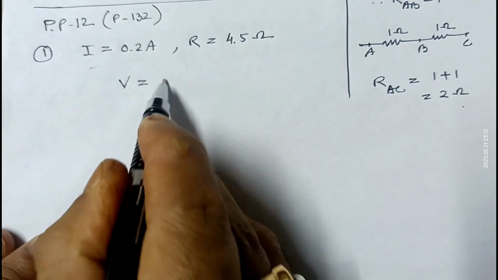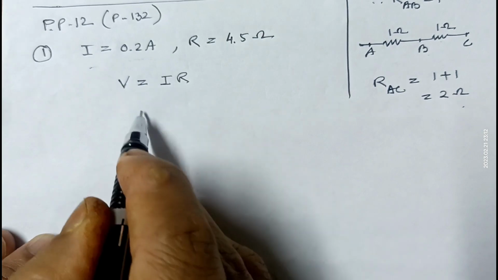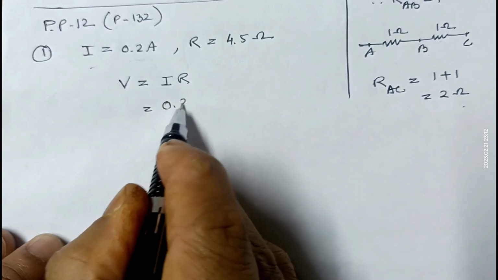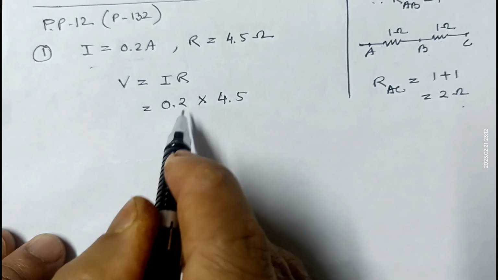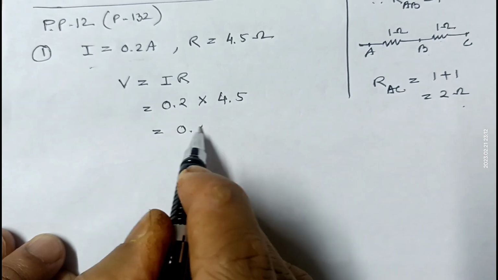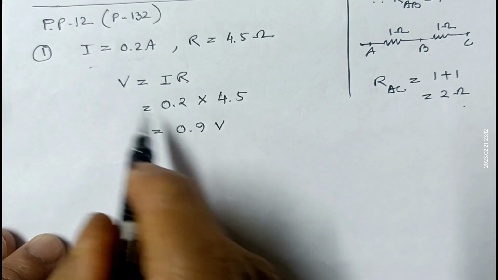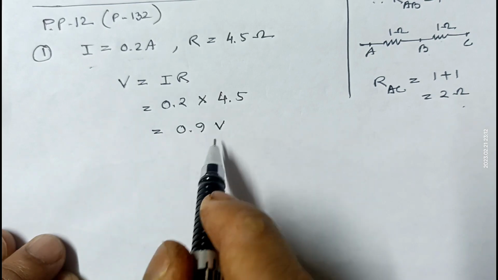From Ohm's law we know V equals IR. So here I equals 0.2 and R equals 4.5. If I multiply, it will be 0.9 volt. Therefore the required potential difference is 0.9 volt.